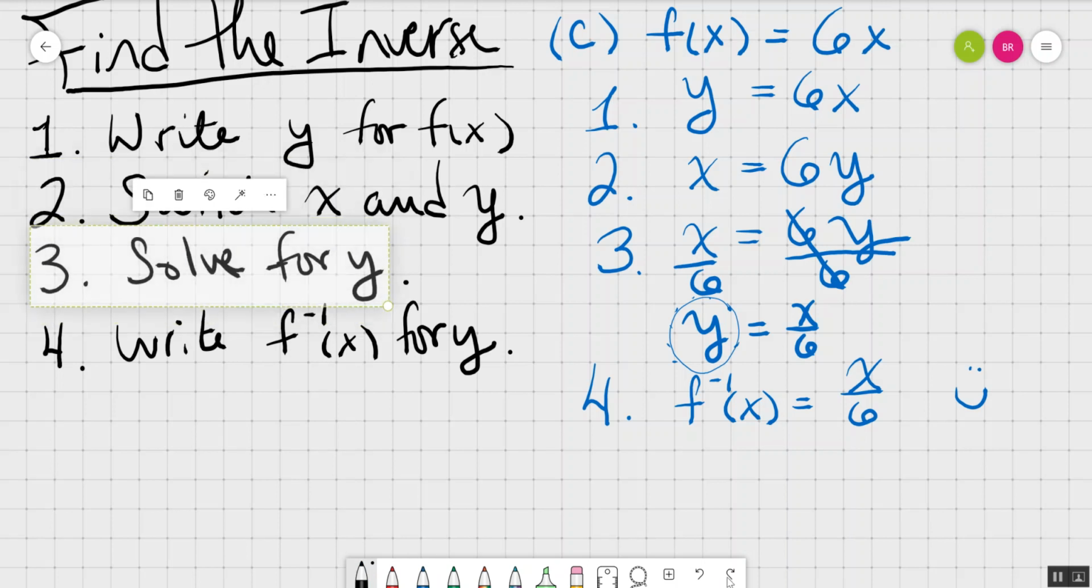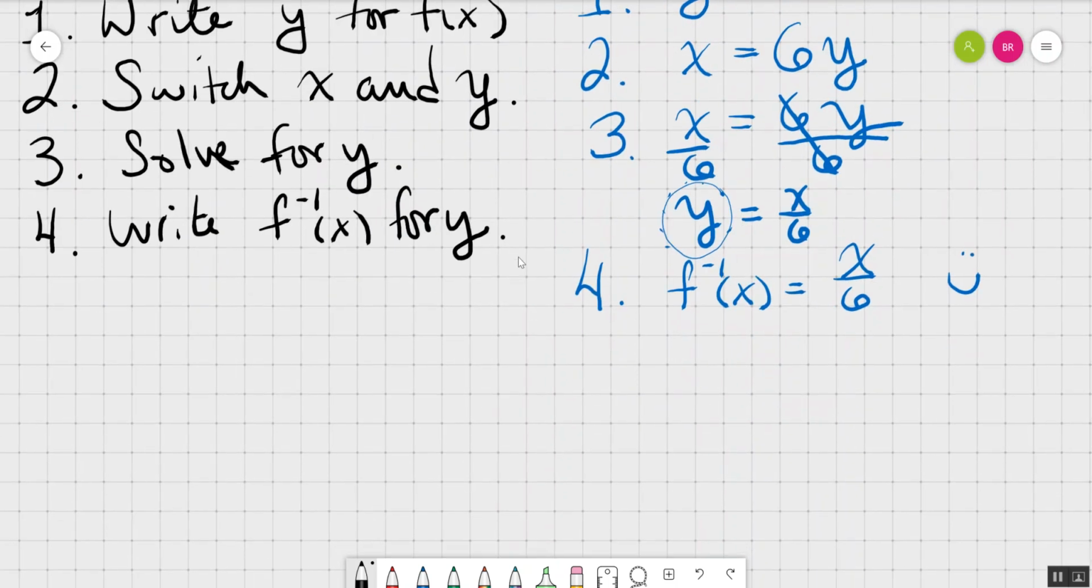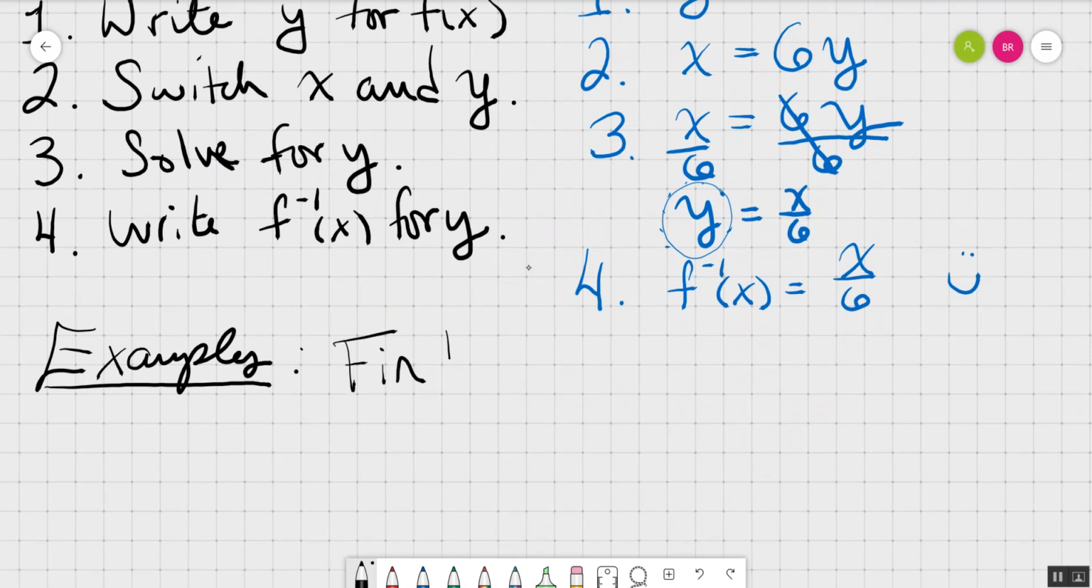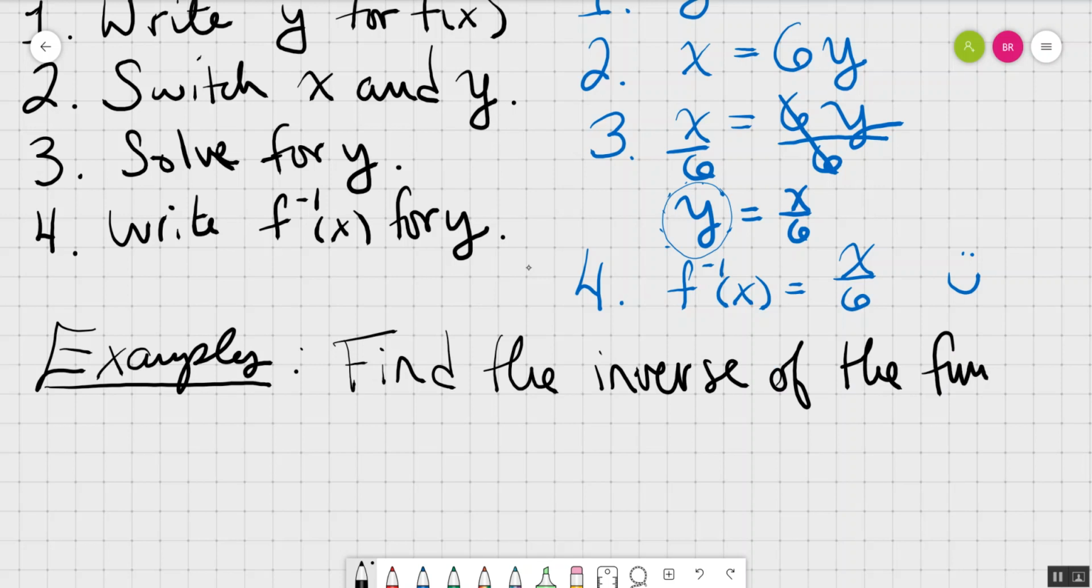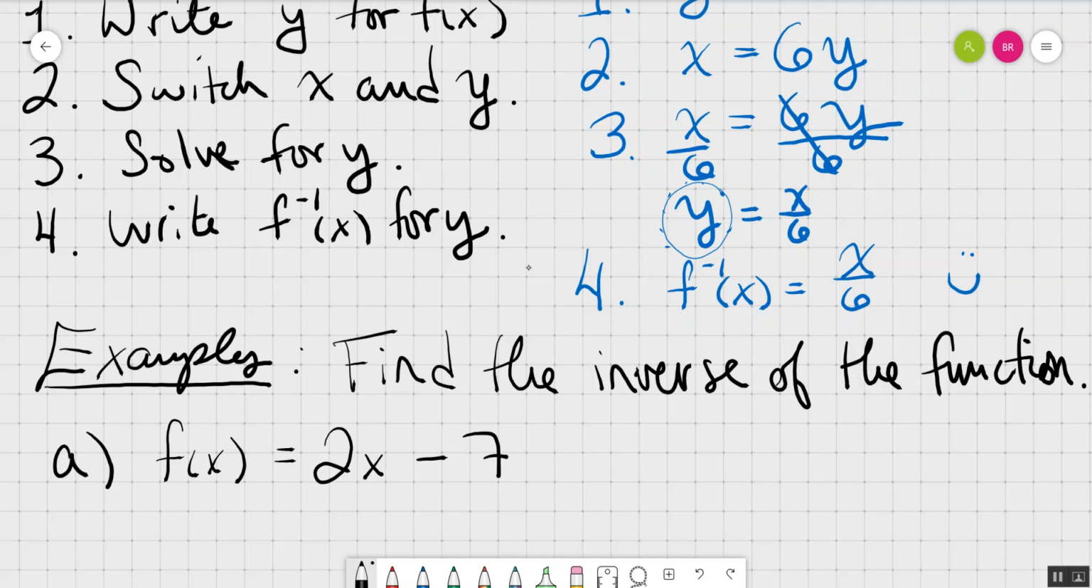Once again, didn't mean to touch that. I just want to scroll. Let's do some examples. We're going to find the inverse of the function. First up, we're going to have f of x equals 2x minus 7.